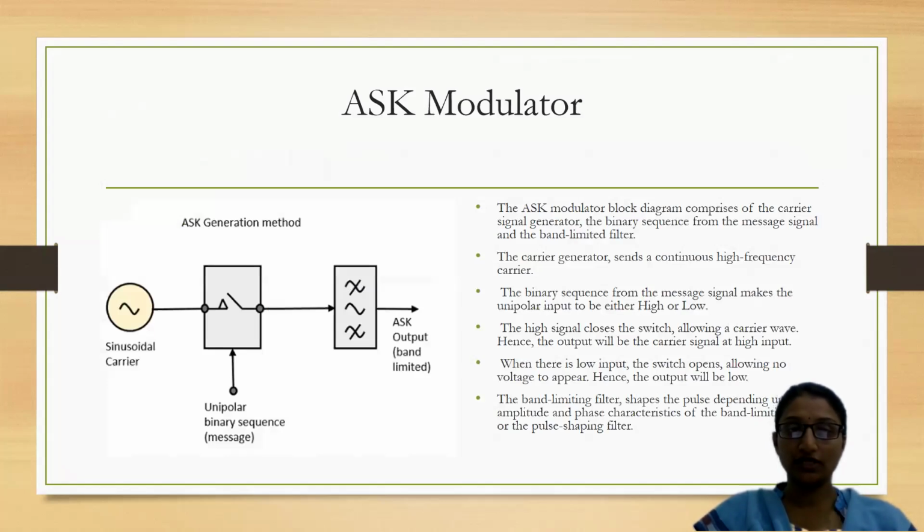The same thing you can observe with the help of this block diagram. And further, for shaping of the signal, we are using a band limited signal. After applying a band limited signal, we are getting an ASK output, which is a modulated output. So you have to concentrate on points like the binary sequence when the message signal makes the unipolar input either high or low. Whenever there is high, the carrier is allowed, or else there is no signal as the switch is open. So no signal is allowed.